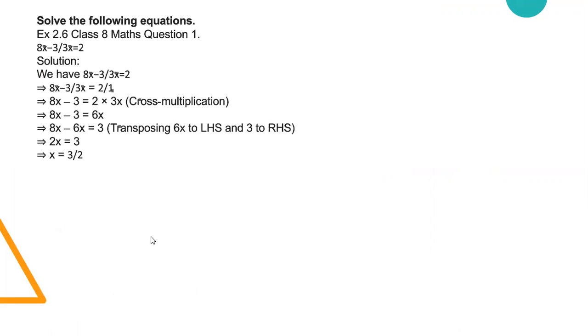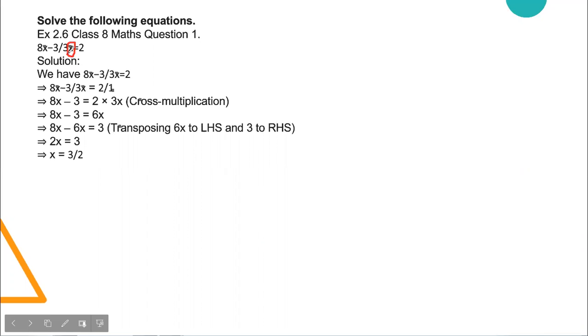Here I'm going to display question number 1 of exercise 2.6 for you. So here we have it. Question number 1 says (8x - 3)/(3x) = 2. In this question, our main concept is to find out the value of x.